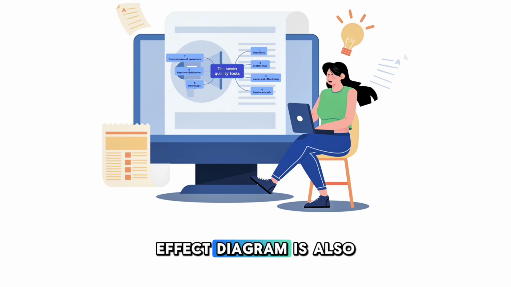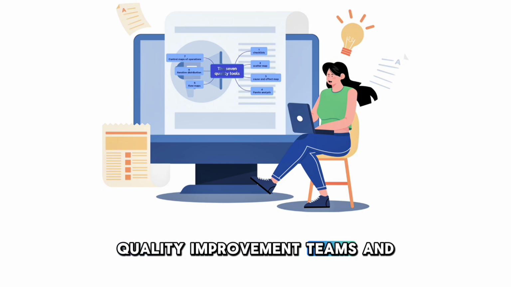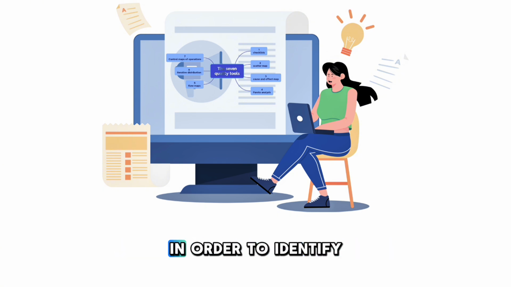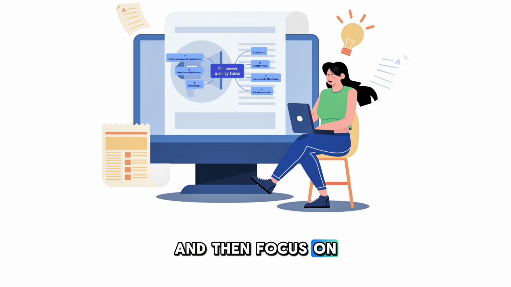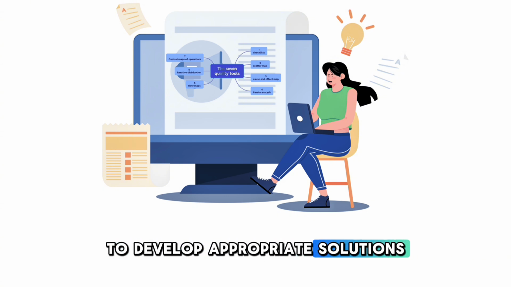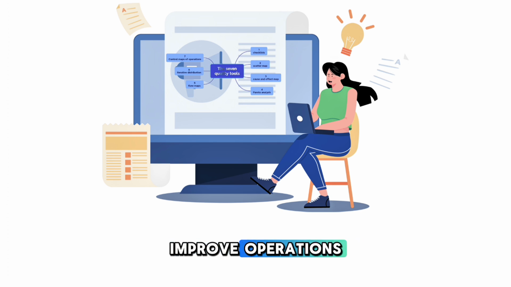The cause-effect diagram is also known as the Ishikawa diagram after the Japanese scientist Kaoru Ishikawa, who developed this technique in 1943. This technique is also known as a herringbone diagram, and this is due to its shape, which resembles a herringbone. Quality improvement teams and organizations use this technique in order to identify problems in operations or in the desired goals, identify the causes affecting them, and then focus on these causes to develop appropriate solutions and submit proposals to improve operations, whether of a productive or service nature.